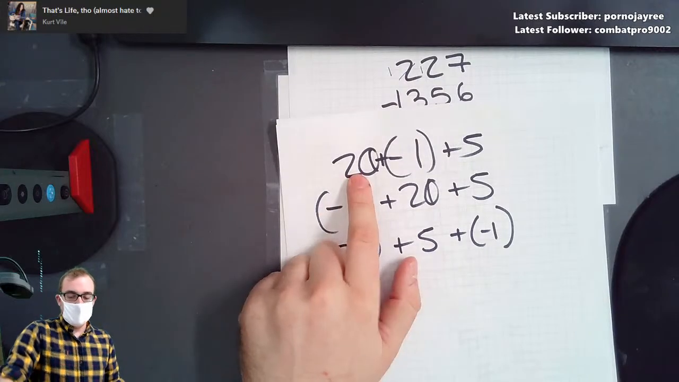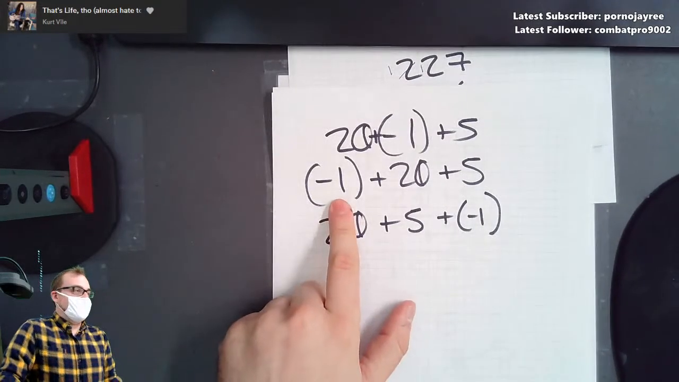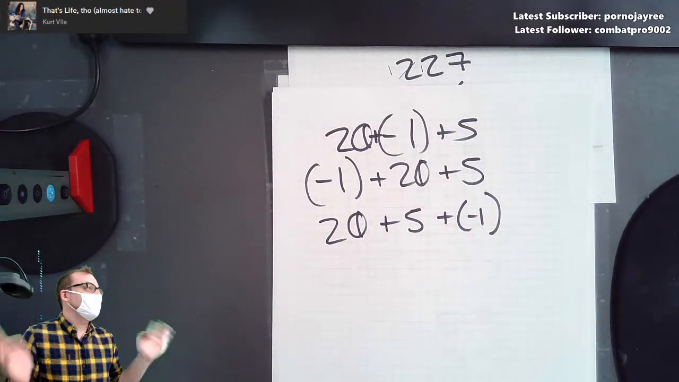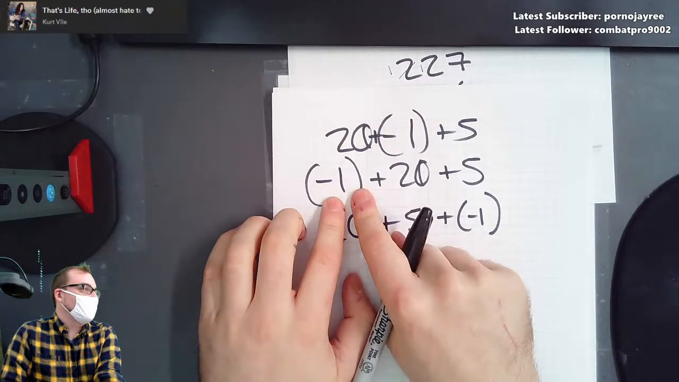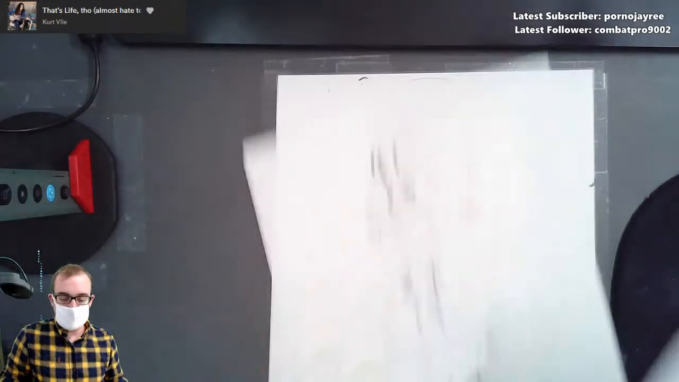I'm gonna take 20 apples and then subtract 1 and add 5. That's the same as if I added 1 and then added 20. No, no, stop, no. It's still a -1. It's not gonna change anything. Just keep the signs with the numbers, you'll be fine.